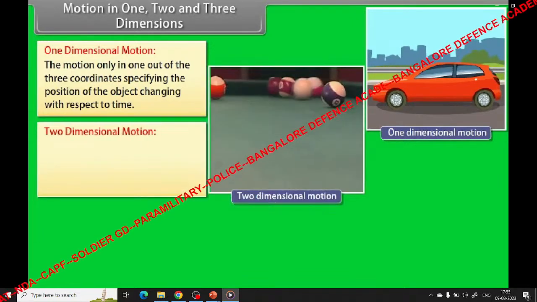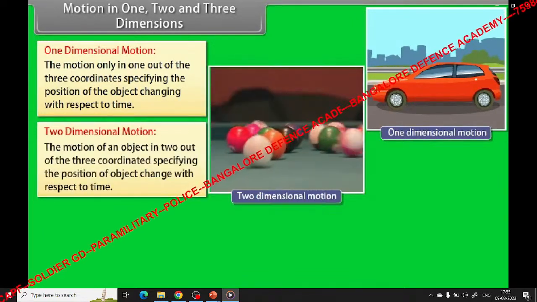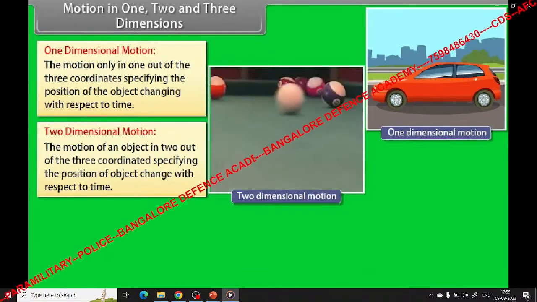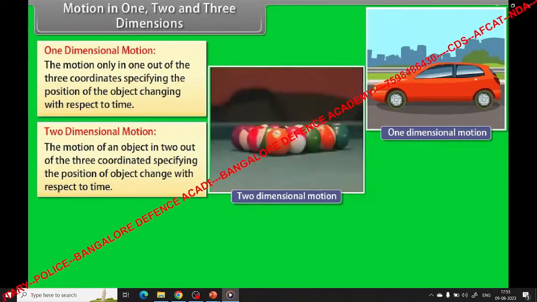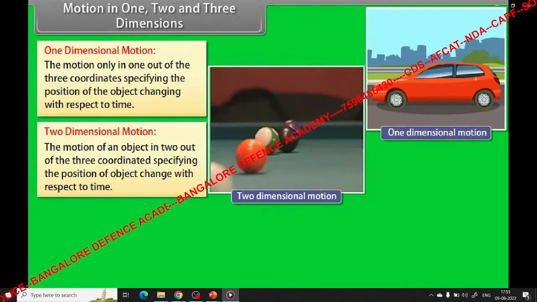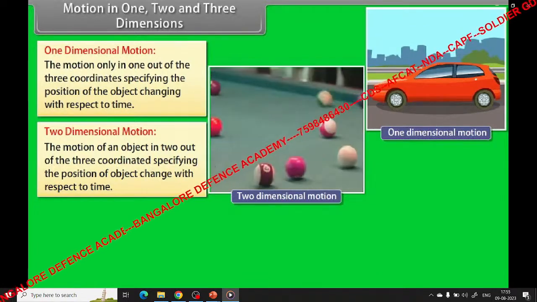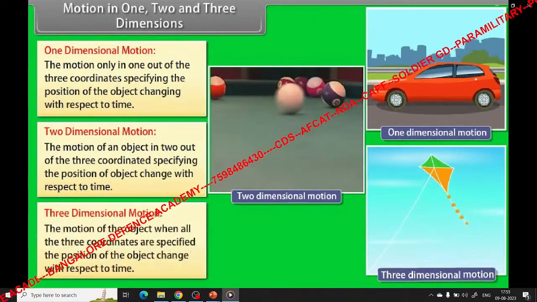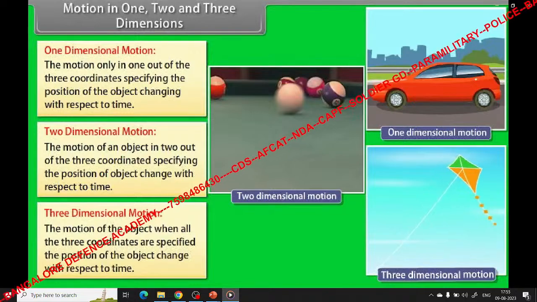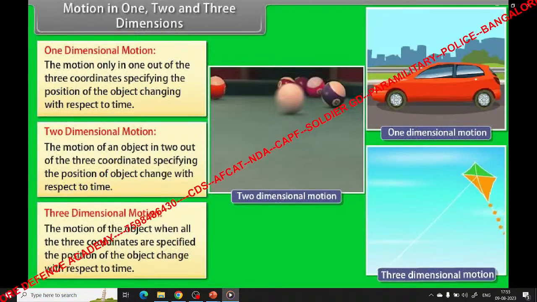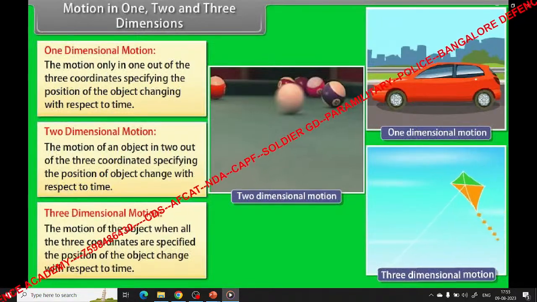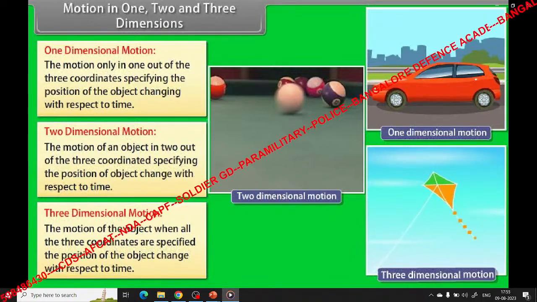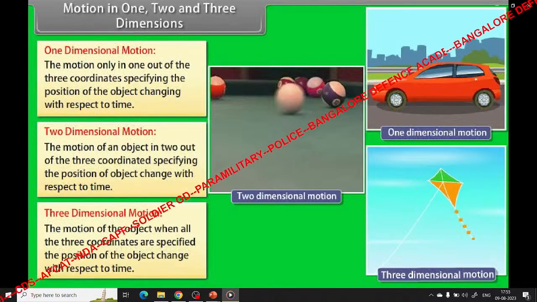Two-dimensional motion. The motion of an object in which 2 out of 3 coordinates specifying the position of the object change with respect to time. Example: a billiard ball moving over a billiard table. Three-dimensional motion. The motion of the object when all the 3 coordinates specifying the position of the object change with respect to time. Example: a kite flying on a windy day.